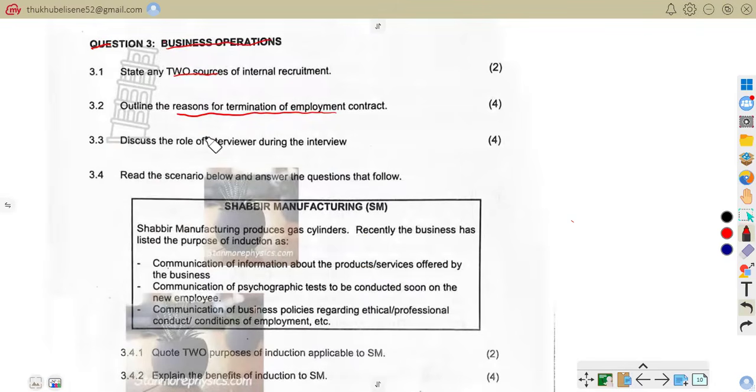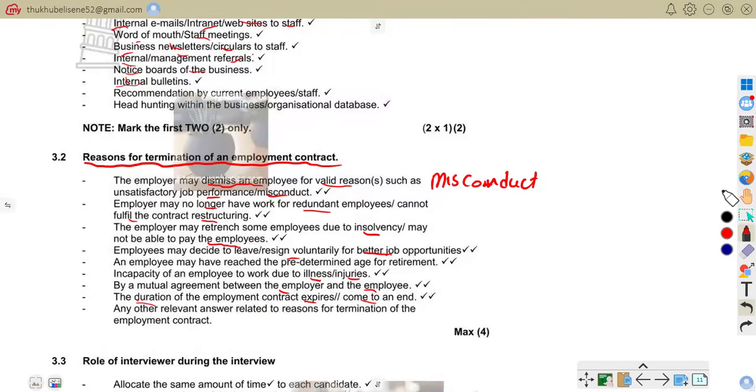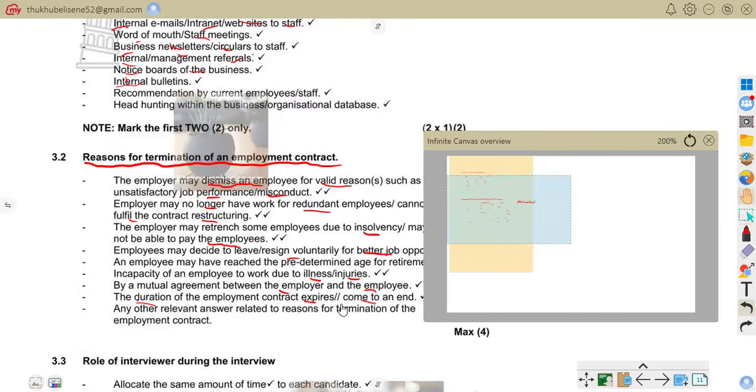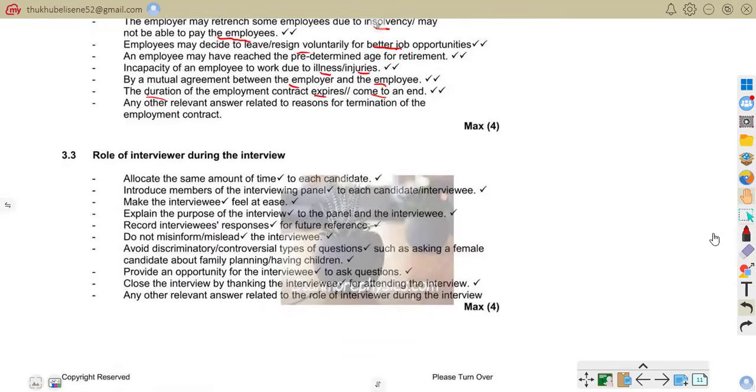Question 3.3 reads as follows. Discuss the role of the interviewer during the interview. So let us move on to 3.3. Role of the interviewer during the interview.